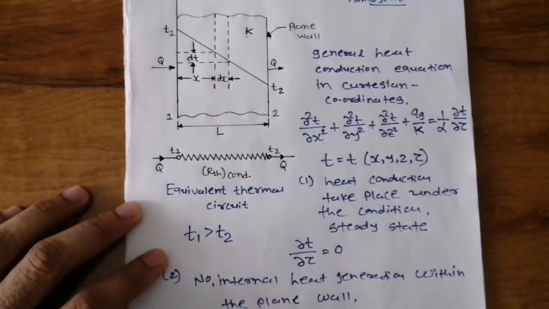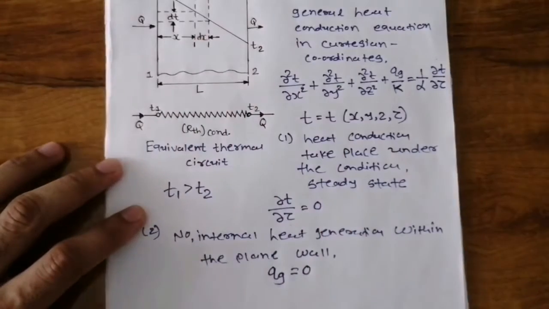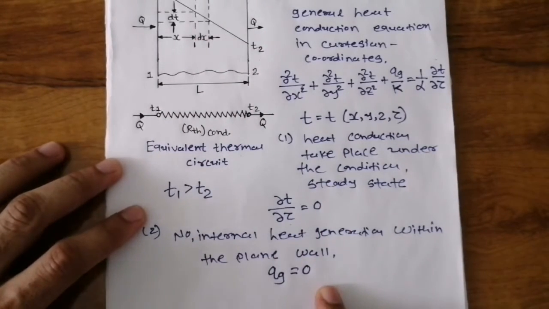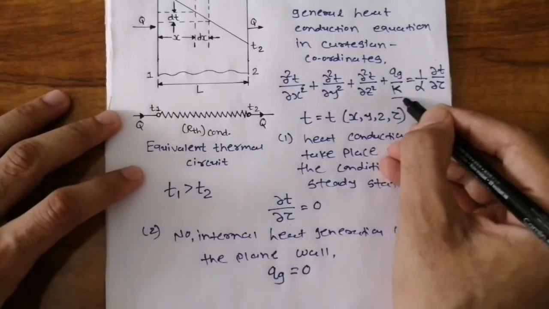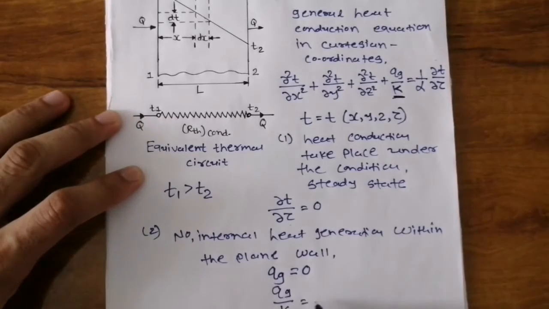So how is it considered? Qg is equal to 0. There is no heat generation inside the plane wall. If Qg is equal to 0, then in the Cartesian coordinate equation that term becomes 0, so we write Qg by K is equal to 0.